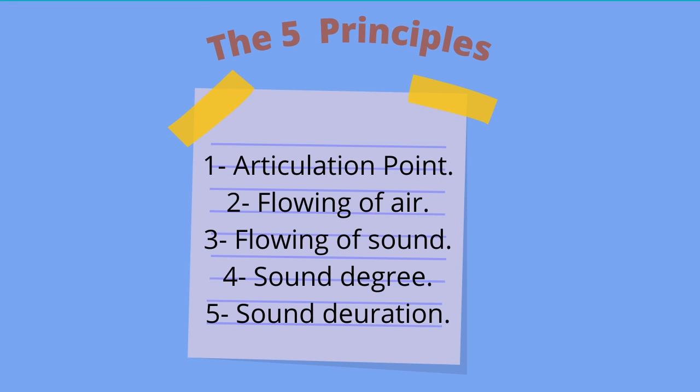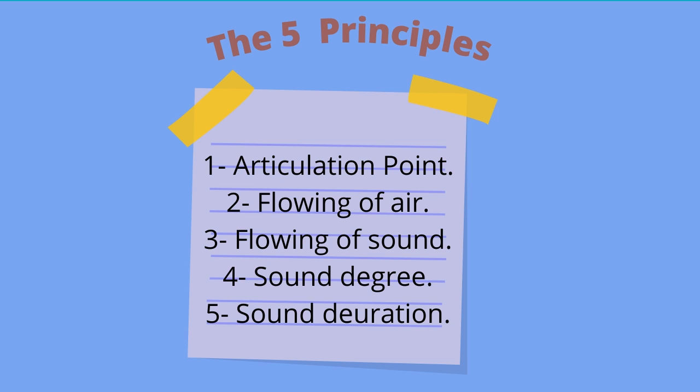The second one is the flowing of air. If I told you to pronounce the letter F and the letter V and tell me the difference between them, we say F and V. You will notice that both of them are from the lips, but with the letter F, there is a flowing of air. We say F, there's air, right? But when we pronounce V, there's a vibration sound. So with F, there's a flowing of air. Okay, this is the second principle of the 5 principles.